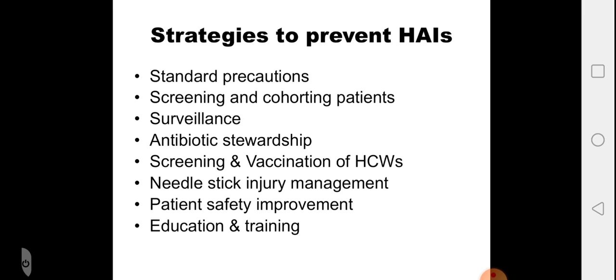It's very important to screen healthcare workers for MRSA, for ESBLs whenever you suspect, and also vaccination of healthcare workers. It is mandatory for the healthcare workers to take vaccines like hepatitis B virus vaccine, measles, varicella zoster, etc. Then other strategies include needle stick injury management, patient safety improvement at every level, be it OT, operation theatre, during any interventions, and education and training of the entire staff.